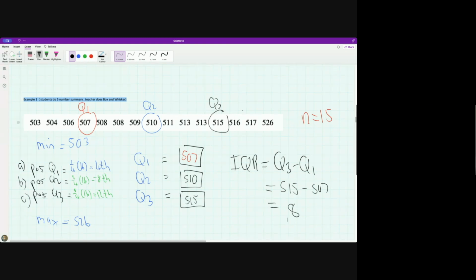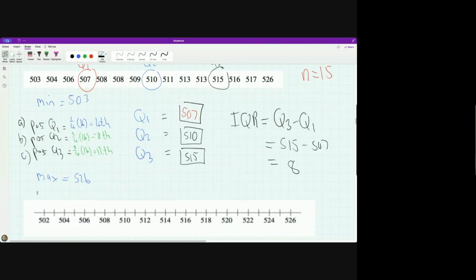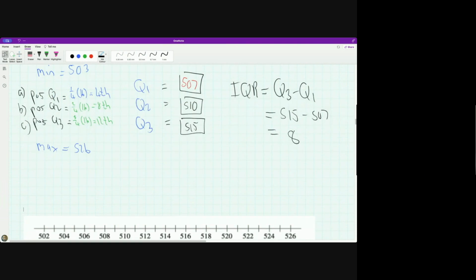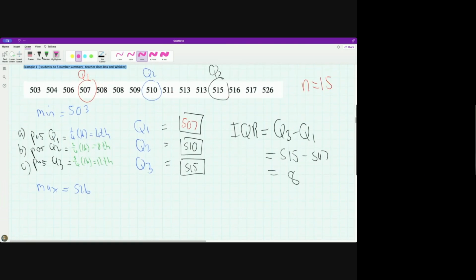All right, so how does this connect to the box and whisker graph? I'm going to write down the whole 5-number summary just so we have it in one place. So it would be 507 for min. Sorry, not 507, 503. So 503, then 507, then 510, then 515, and then 526. So those are all the numbers in the 5-number summary.